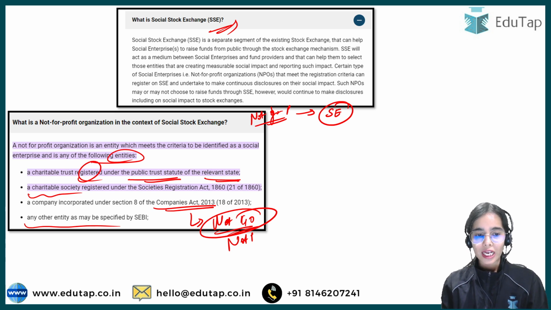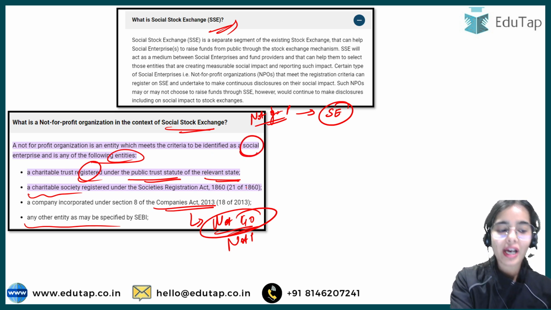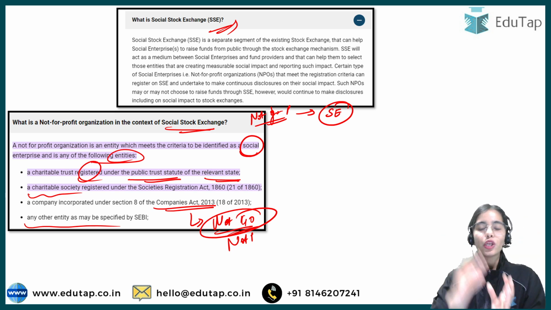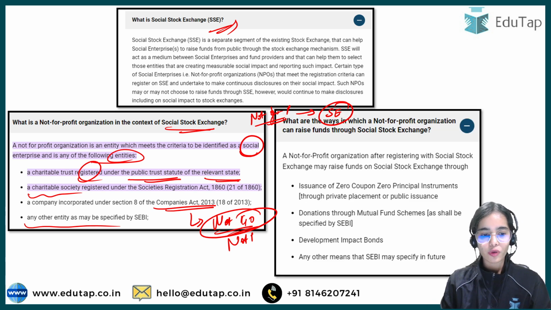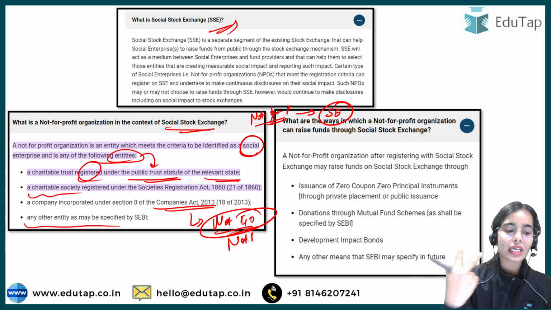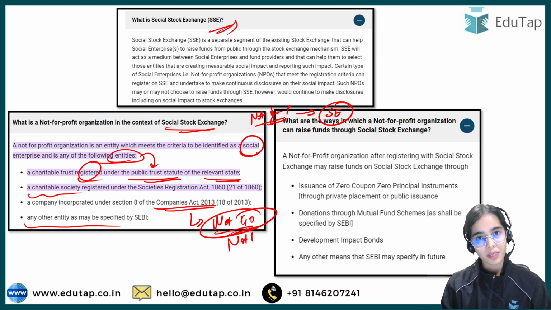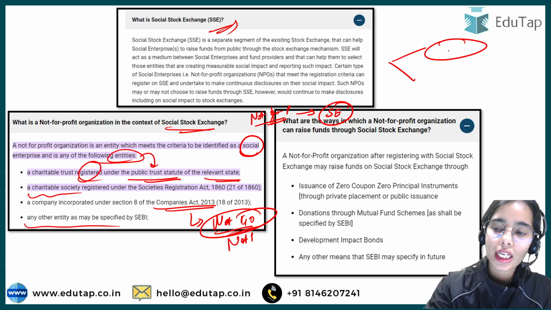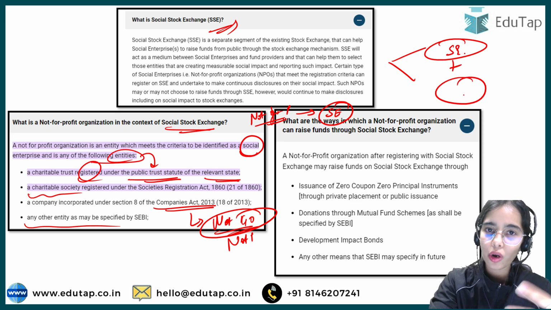So not-for-profit organizations in the context of the SSE are entities that meet the criteria to be identified as a social enterprise, because they are working for any of the 16 broad activities, as well as being any of such entities: a charitable trust or charitable society, a company registered under Section 8 of the Companies Act, or any entity as may be specified by SEBI. So there are two criteria. First, they must be working for society, that is, they are a social enterprise, and they must be either a charitable trust, a charitable society, or a company registered under Section 8 of the Companies Act.